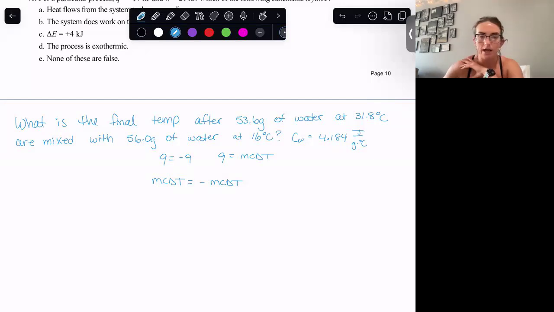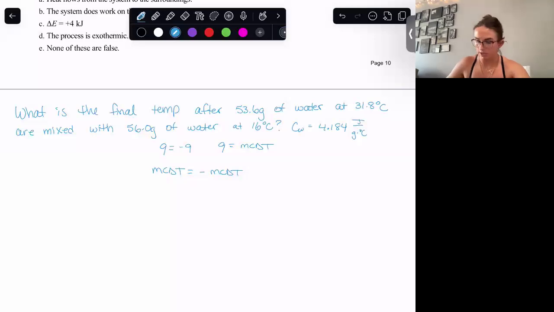Any questions on that? Where that comes from or anything like that? Okay, so if you have MC delta T is equal to negative MC delta T, it does not matter which one you assign the negative sign to. The math should work itself out as long as you remember to carry it down.